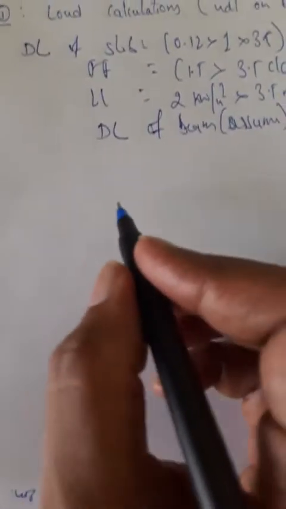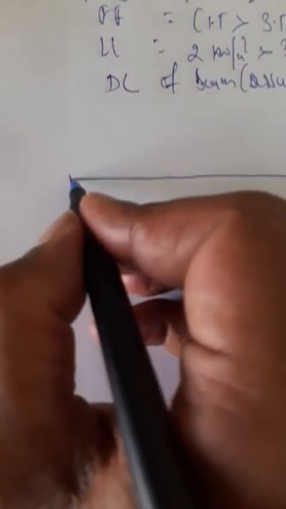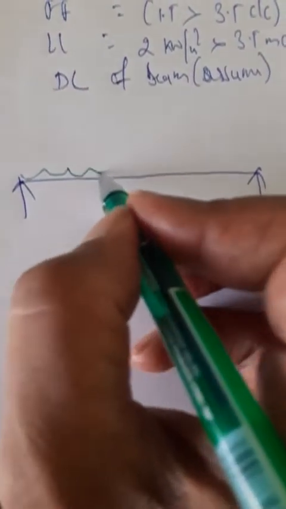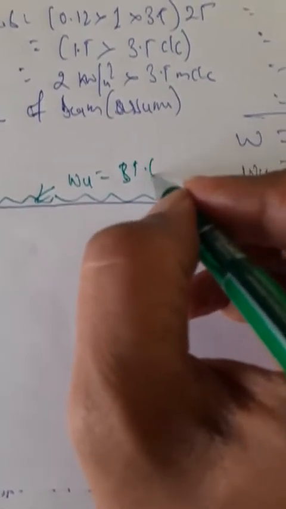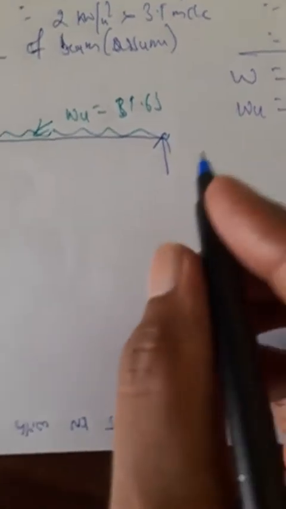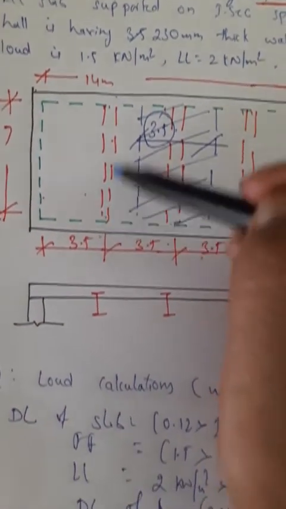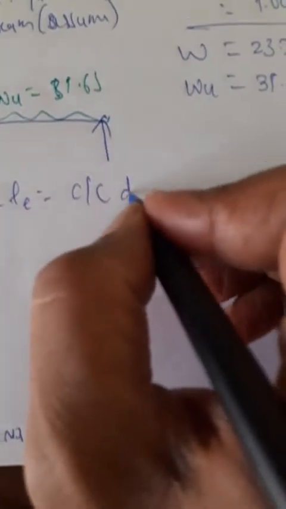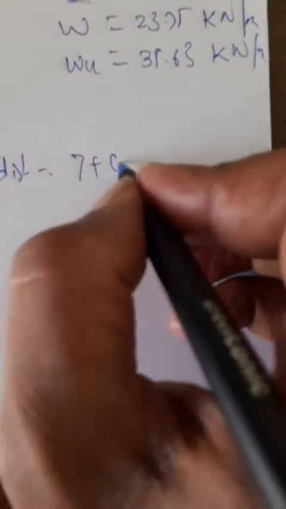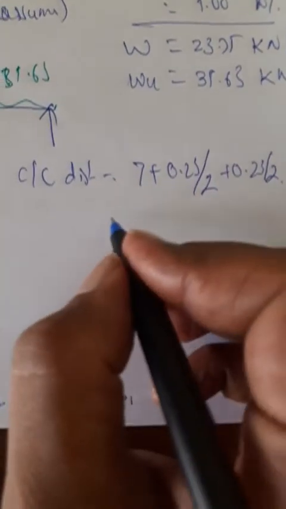Next, we have to calculate now shear force and bending moment. I have to calculate shear force and bending moment for factored load. WU is equal to 35.63. Next, first step, I have to calculate effective length. Effective length of this beam is given as center to center distance. Effective length LE is equal to center to center distance, and that is given by 7 plus 0.23 wall width, half plus half. If nothing is given for wall width, you can assume it as 0.23. So LE is equal to 7.23 meters.